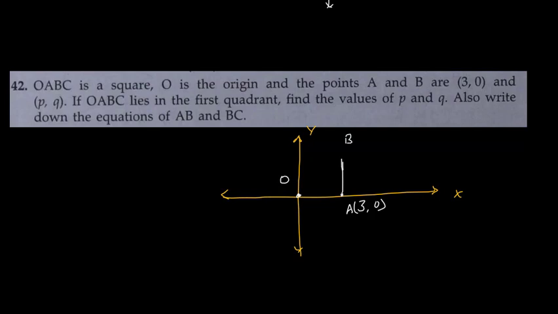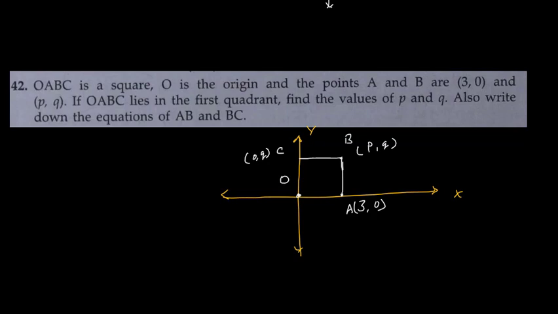So point A is given (3, 0), B is given (P, Q). We have to find the value of P and Q. Also we have to write down the equation of AB and BC. So here point C, from this you can easily say that the coordinate of point C is going to be (0, Q). Point A is (3, 0), point B is (P, Q), point C is (0, Q), and O is the origin.